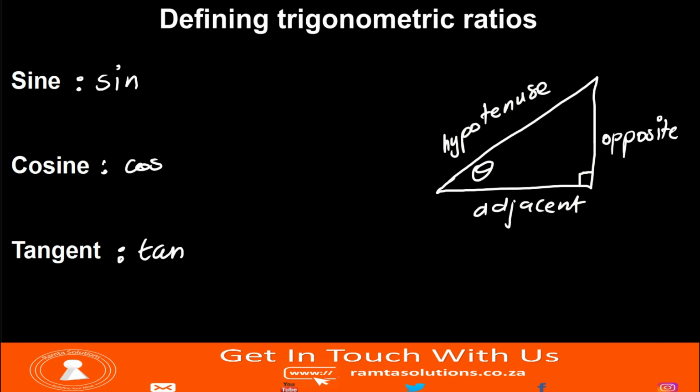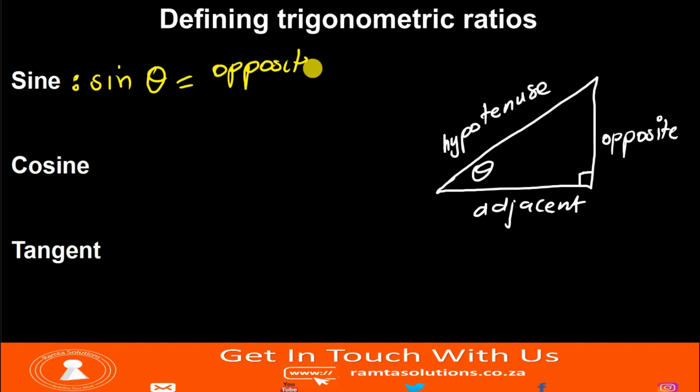So let me change colors. When we talk about the sine, in this right-angled triangle, we're using angle theta. So sine theta will be the opposite side over the hypotenuse.